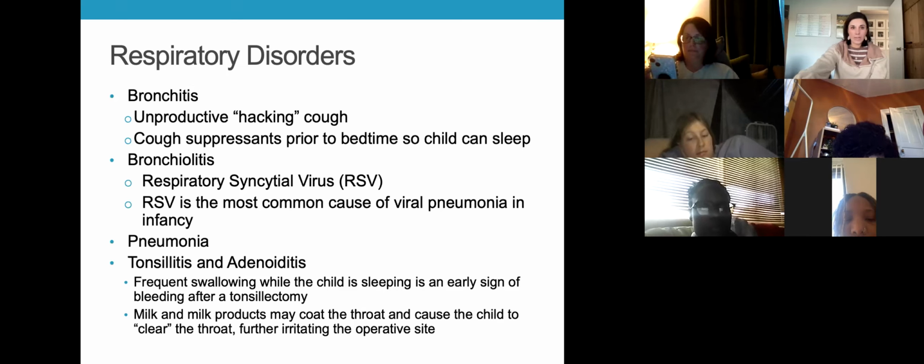For bronchitis, we have this unproductive hacking cough that we can use cough suppressants before bedtime to help treat, so that the child can sleep.